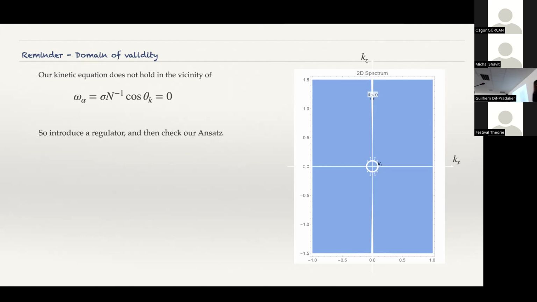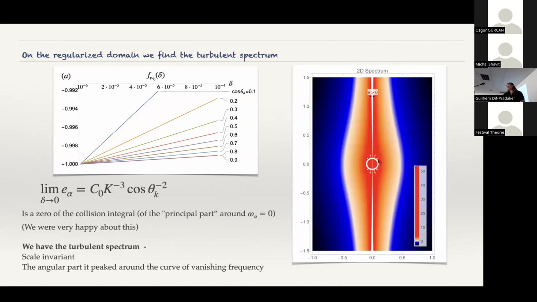So if this is the solution, it tells us, as I told you, that if you want the anisotropic part of the system, you can determine it on a circle of radius 1, and then from here it's proceeding in a scale invariant way, and here the angular part of the k is cosine theta to the power of minus 2. And this is how it looks. And we were very happy with this result.